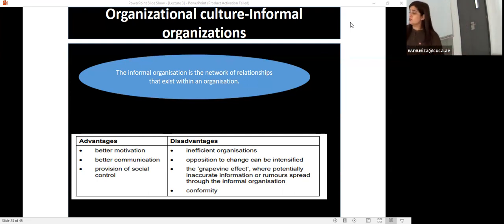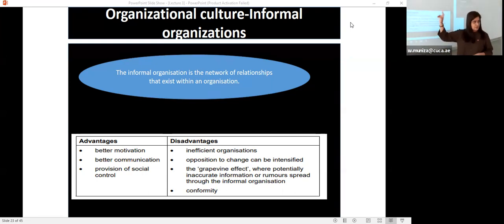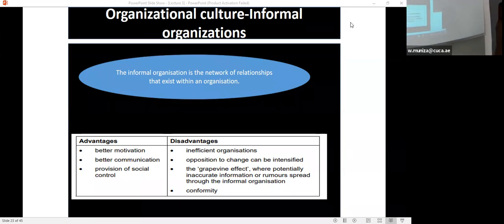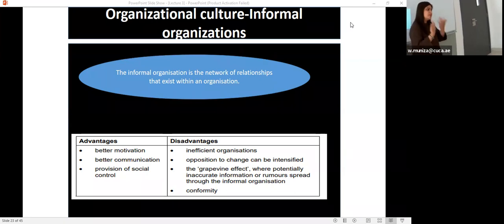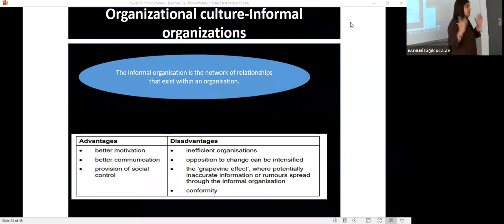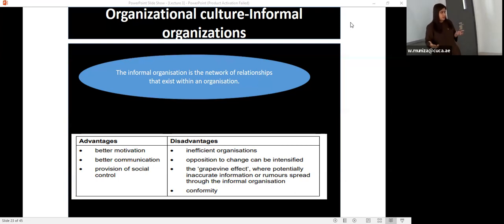Apart from the advantages, we do have some disadvantages arising due to the informal organizations. First is inefficient organizations. The more informal networks prevailing in the organization, the more the organizations tend to become inefficient. Inefficiency means that they will not tend to follow the rules and regulations. They will not follow the ordinary practices, which is the culture of the organization, but they try to cross over their status, their roles and responsibilities, and they try to formulate informal structures in the organization.